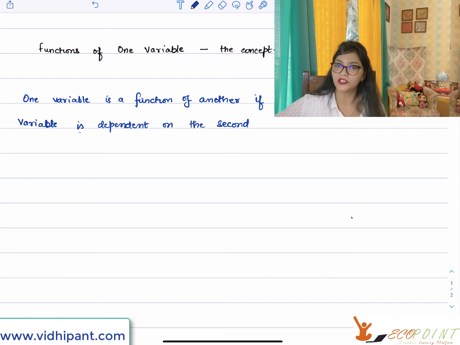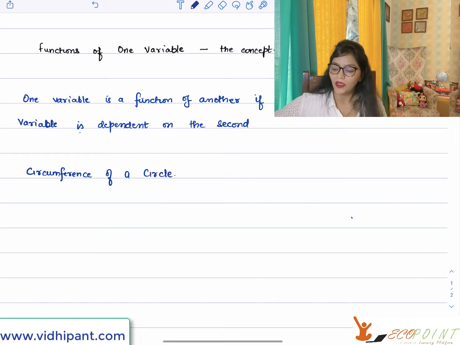But let's take an example and try to understand what could be called a function. Suppose we talk about the circumference of a circle. We know that the circumference of a circle is 2 pi r, where pi is a fixed value. Pi, we all know it's 3.14, and so on. It's a decimal that never ends.